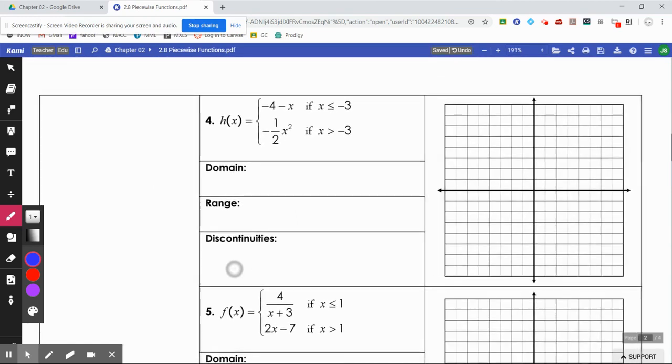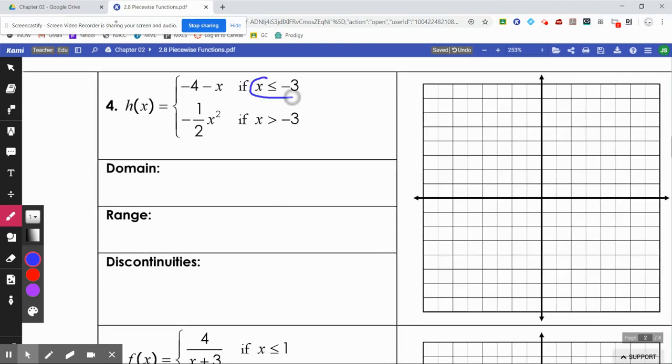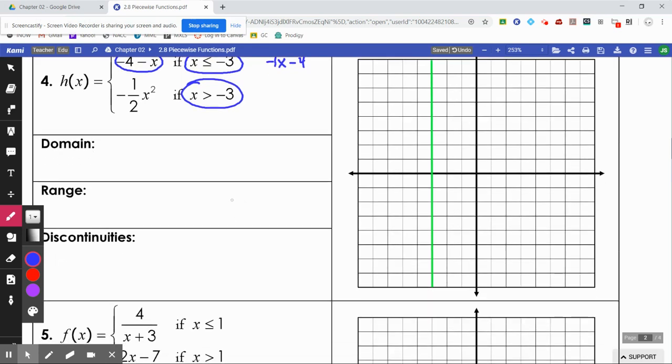Number 4, same thing. Look at your divisions of your different intervals. You're going to graph this to the left of -3 and to the right of -3. So let me draw a vertical line at -3 to keep it divided. The first graph that I'm doing is a line. That's going to be y equals -1x minus 4. Slope is -1, and the y-intercept is -4. And I'm only going to graph it over here.